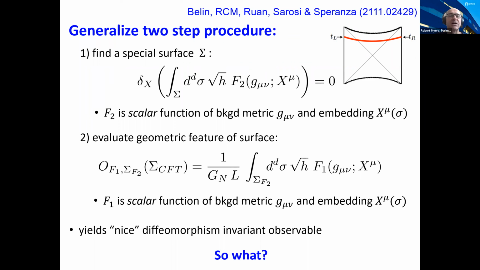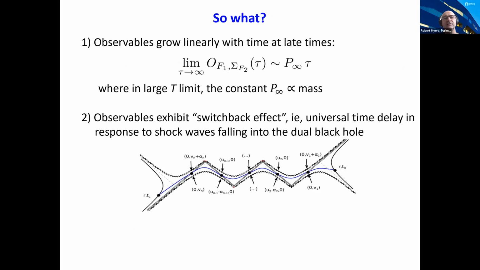You know, you promised me a talk about holographic complexity. Here you're showing me that there's an interesting set of gravity observables, but what does that have to do with complexity? Well, perhaps surprisingly, what we were able to show is that for a very large class of these observables, at late times, the observables grow linearly with time, and the proportionality constant is proportional to the mass of the black hole.